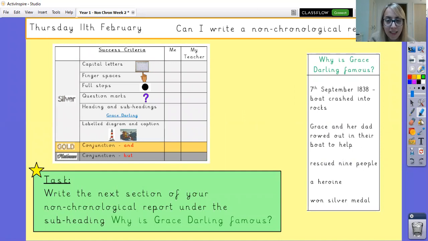Okay, so that's everything you need to help you with your writing. I hope you enjoy writing the last part of your non-chronological report. I look forward to seeing what you write. Good luck, year ones.